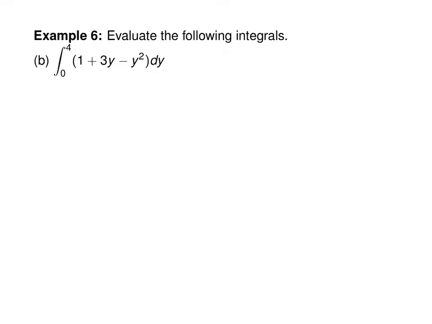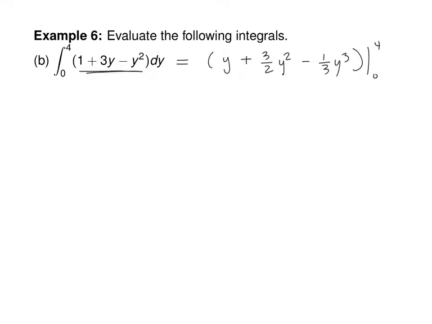No, it's good. Okay, so what's an antiderivative of 1 plus 3y minus y squared? Okay, what's the antiderivative of 1? X. Oh, in this case, it actually has to be y, but yes. Okay, how about 3y? What's the antiderivative of 3y? 3 halves y squared. And how about the antiderivative of y squared? Great. And then you're going to evaluate that from 0 to 4.